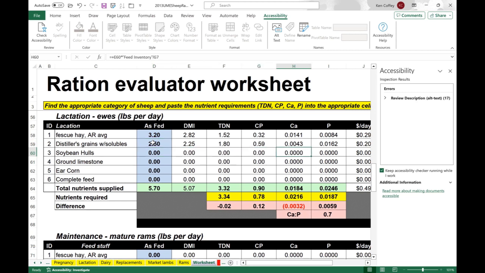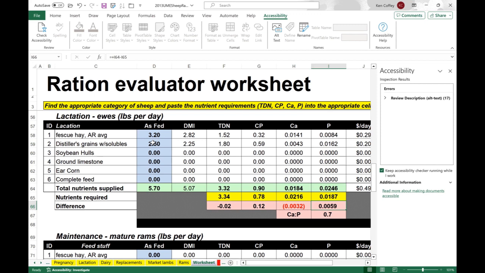So anyway, all right, let's look at phosphorus. If we went to phosphorus next, hey, we have excess phosphorus. So by feeding distiller's grains, we not only took care of our energy, but we took care of our protein, we took care of our phosphorus. So we don't need any additional phosphorus because of this.